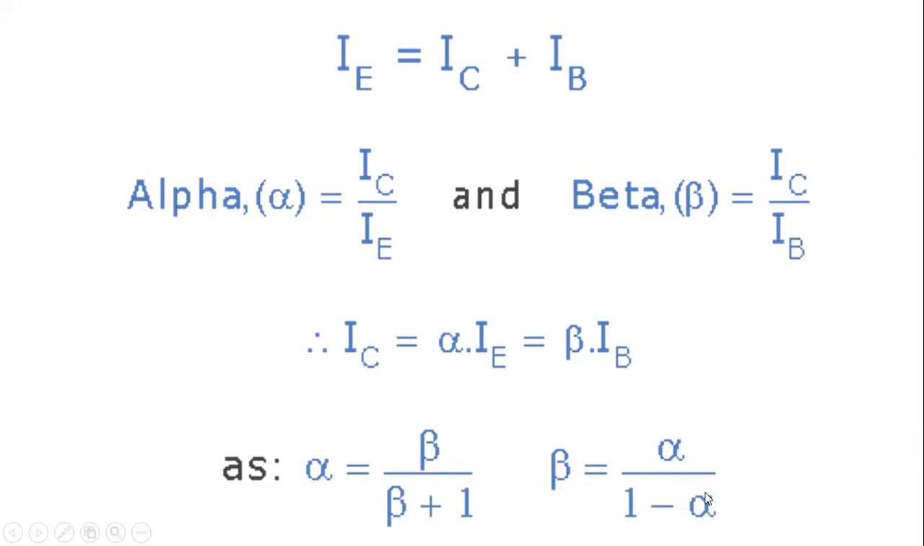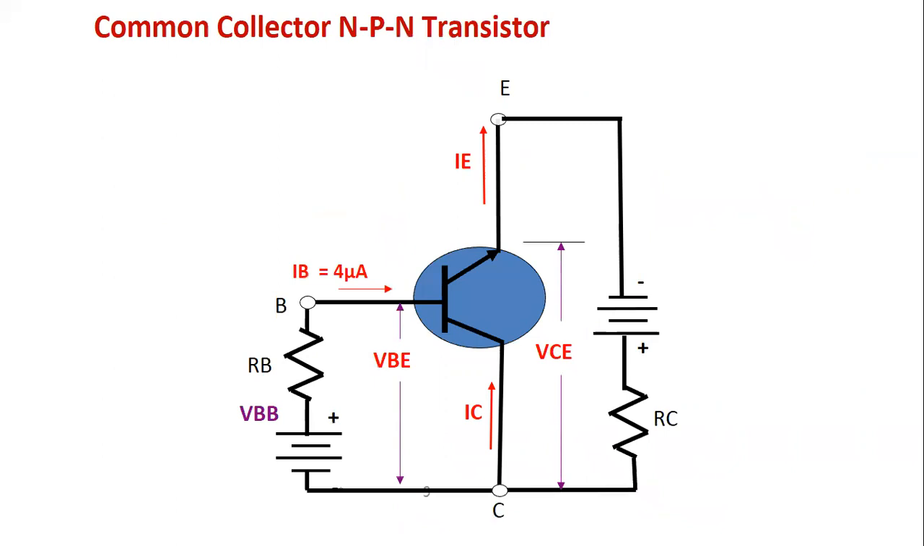So these are the gains which are related to each other, alpha and beta, that we have to remember. So beta is equal to alpha upon 1 minus alpha for common emitter amplifier, right? And alpha is the gain for the common base amplifier, that we have to remember. So that was the common emitter.